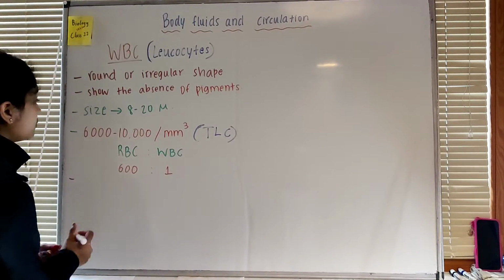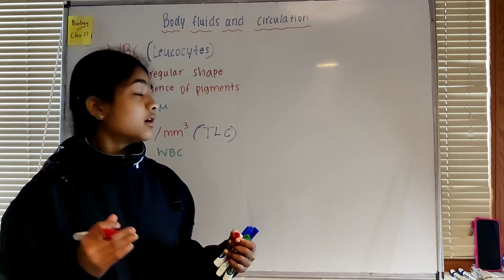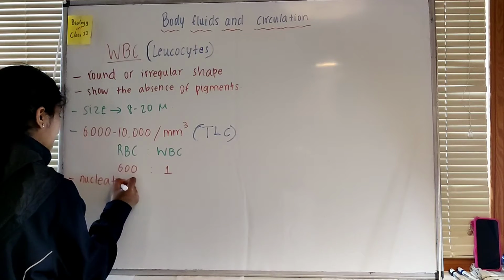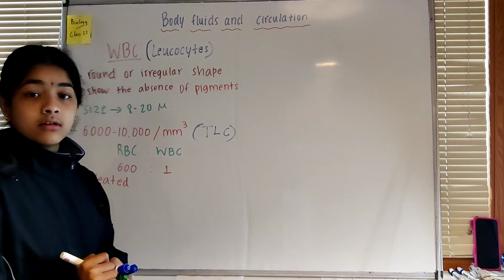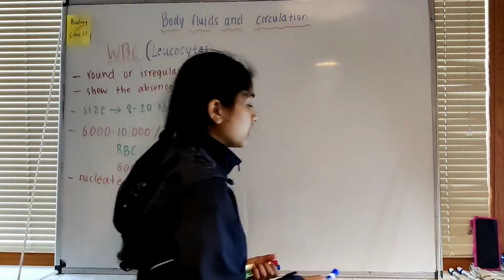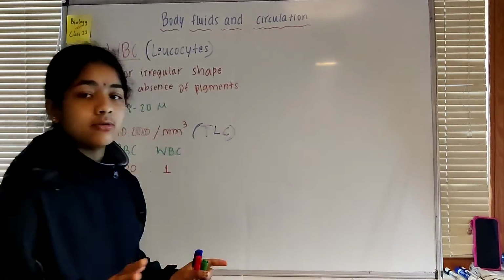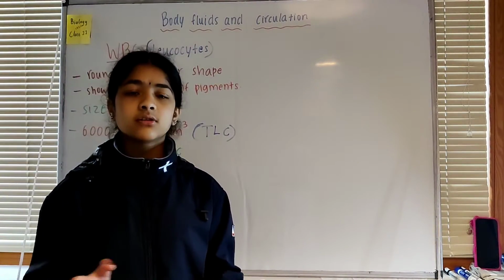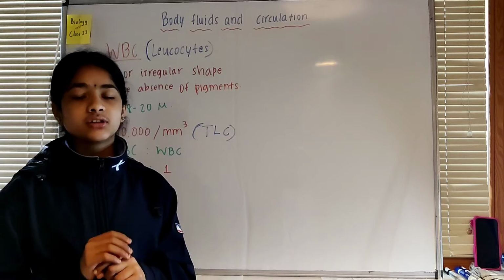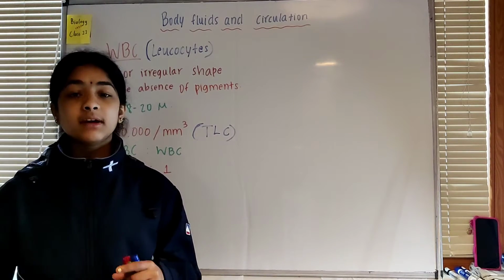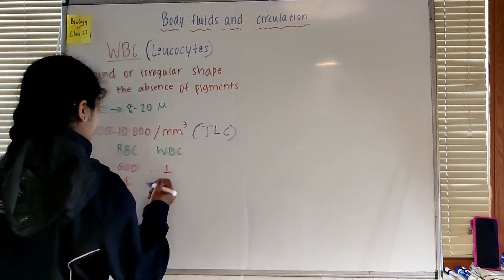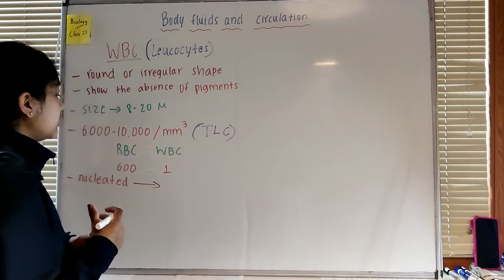Now, coming to the nucleus. First of all, WBCs are nucleated. RBCs are enucleated, but WBCs are nucleated. They have a nucleus, and the shape of the nucleus is different in different kinds of WBCs. We will also look at the types of WBCs on the basis of granules and other things. But we have to know that WBCs are nucleated, and the shapes of these nuclei can be different in different kinds of WBCs.